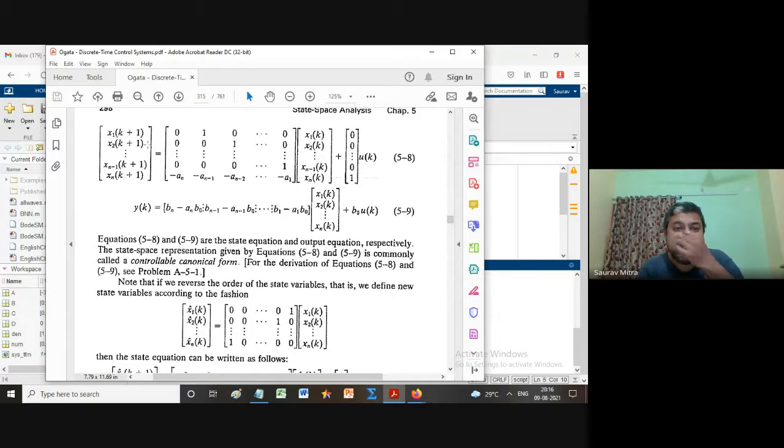So this is how it is given: x1 k plus 1, you have to read as x1 dot. So these are all given in discrete domain. There's a book of discrete Ogata, but continuous domain also it is like this. So how to write the controllable canonical form? So it is 0, 1, 0 like this. Second row, third term will be 1. So first row second term is 1, second row third term is 1, likewise it will go up to n. The nth term will be equal to 1, and for the last line it is minus an, minus an minus 1, up to minus a1.